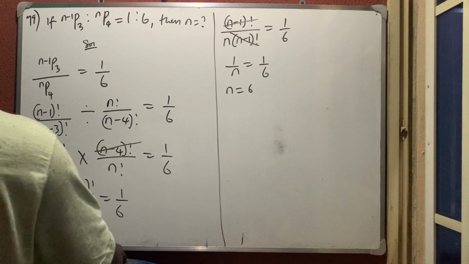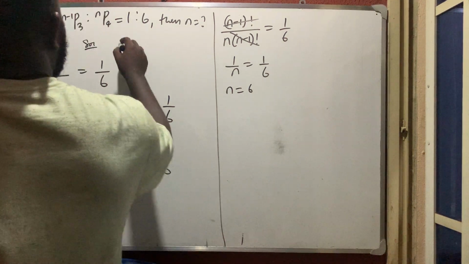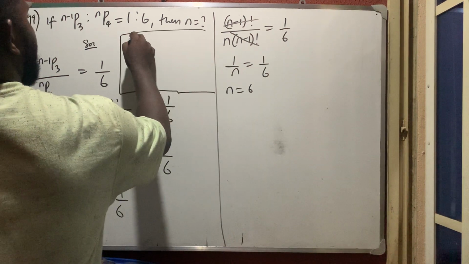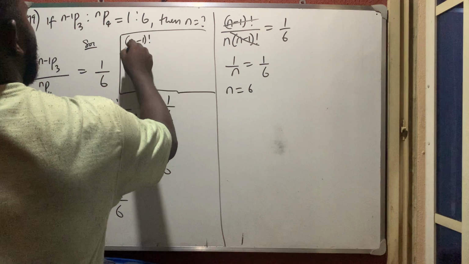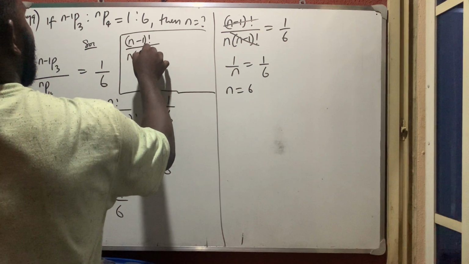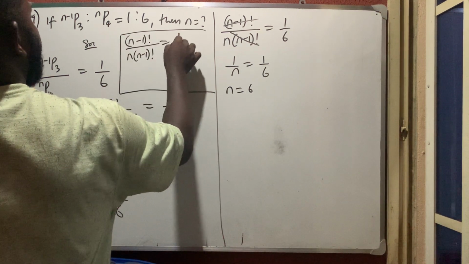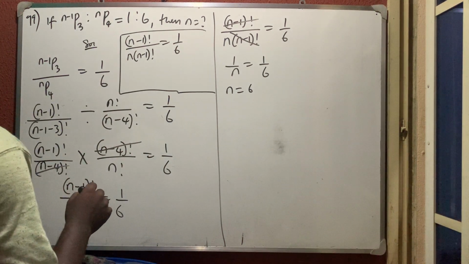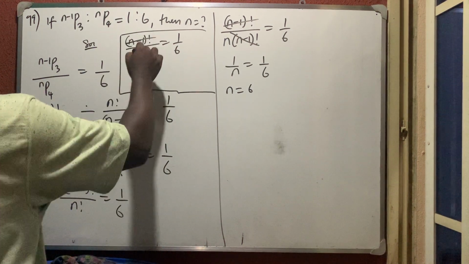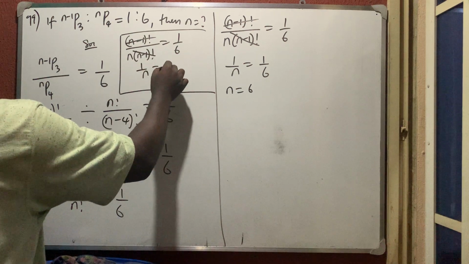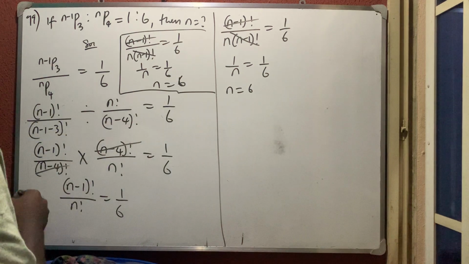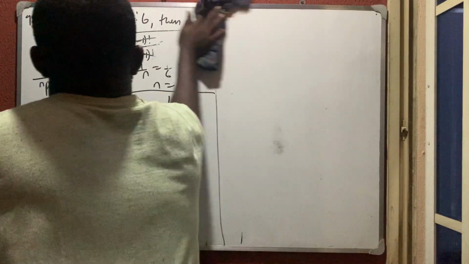Okay? You see, very, very simple. So let me just write it here just in case. So I have that n minus 1 factorial all over n into n minus 1 factorial is 1 over 6. So this takes care of this to have 1 over n is equal to 1 over 6. So n is equal to 6. So that is that.